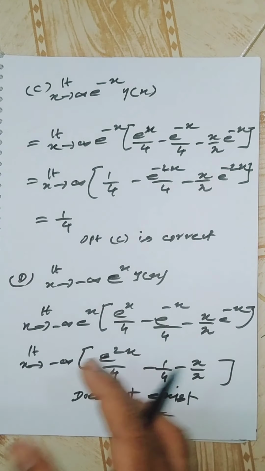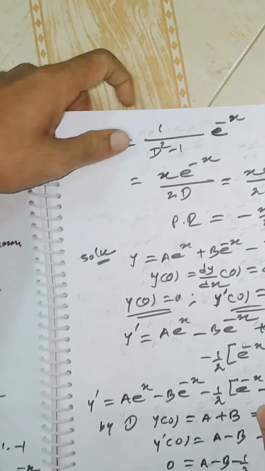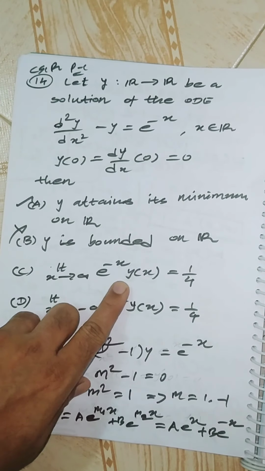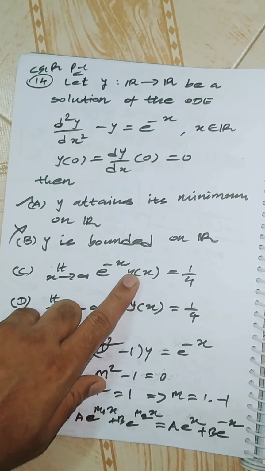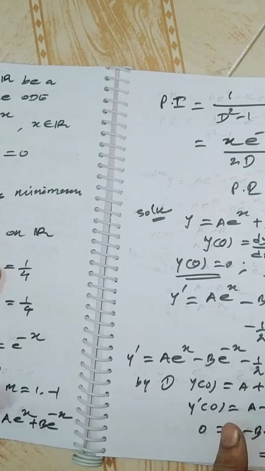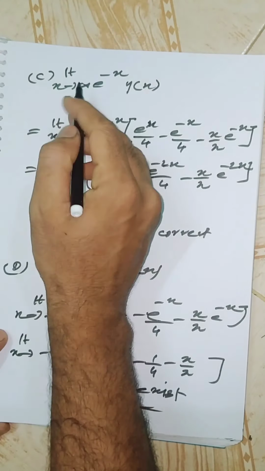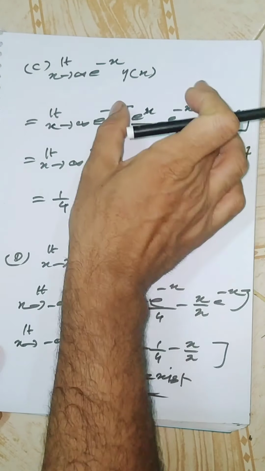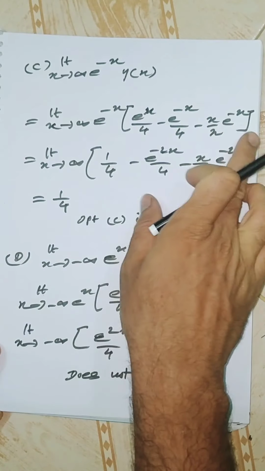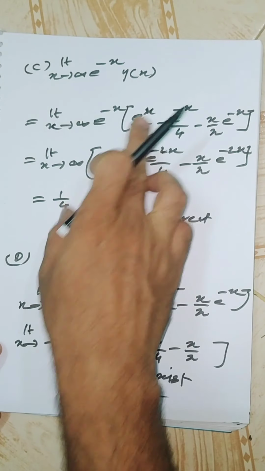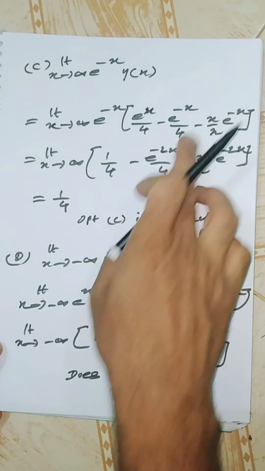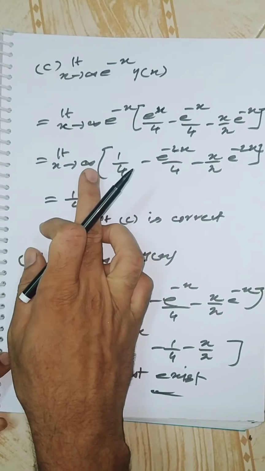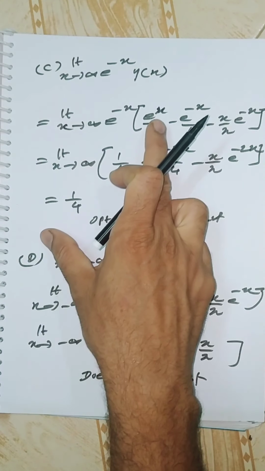So, last, check options C and D. Option C: limit x tends to infinity of e power minus x times y of x. We substitute y of x that we found and apply the limit, and we check whether we get 1 by 4. Yes, limit x tends to infinity e power minus x y of x. We have found y of x and substitute it. Each and every term is multiplied by e power minus x. So e power 0 is 1 here, e power minus x minus x is e power minus 2x, and here also e power minus 2x. Now applying the limit x tends to infinity.